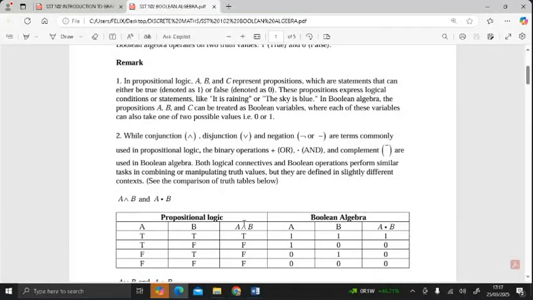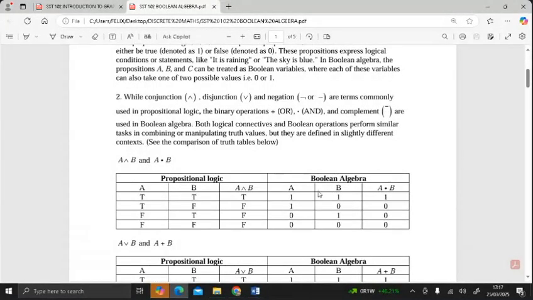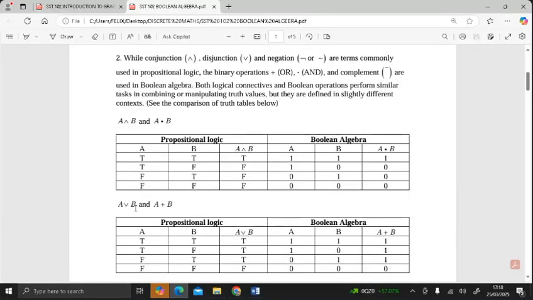So you can see this is in propositional logic. This one is conjunction, what we've done before. But when you talk about Boolean algebra, you can see 1 by 1 is 1, 1 by 0 is 0. So false is represented by 0, and you can see 0 by 0 is 0 in that case.